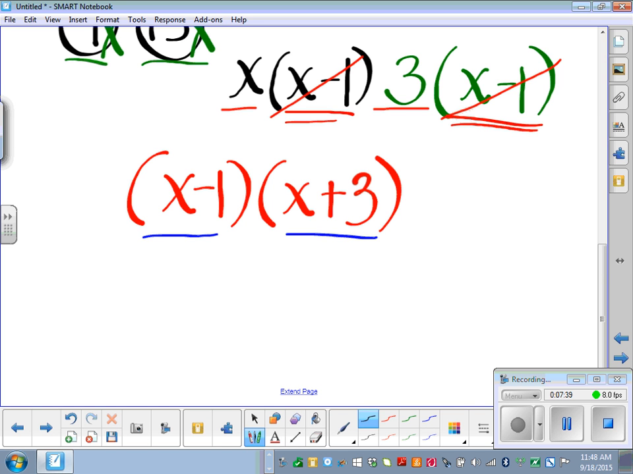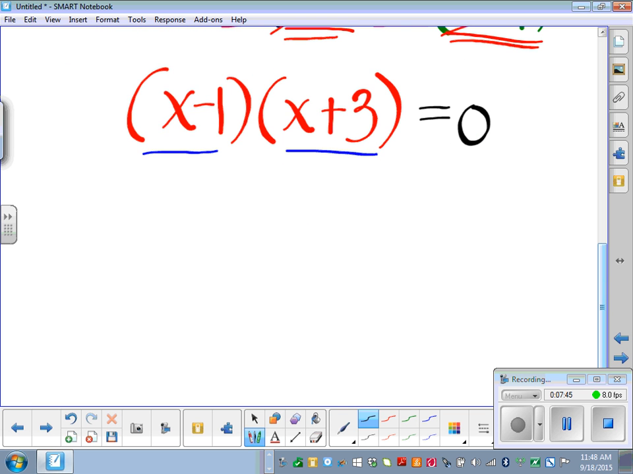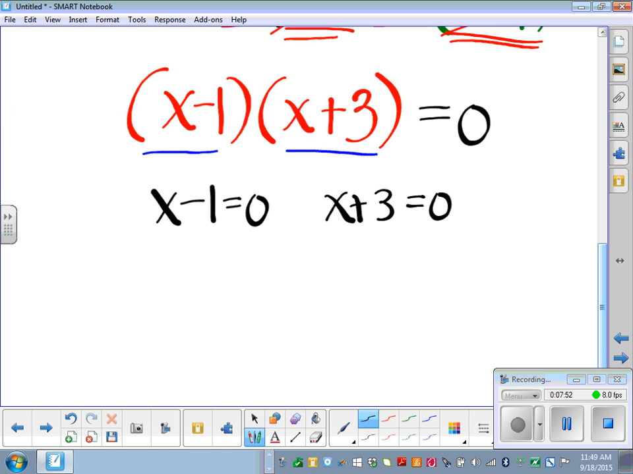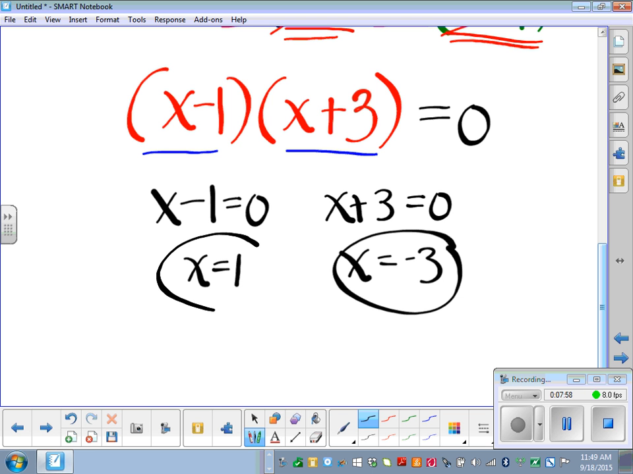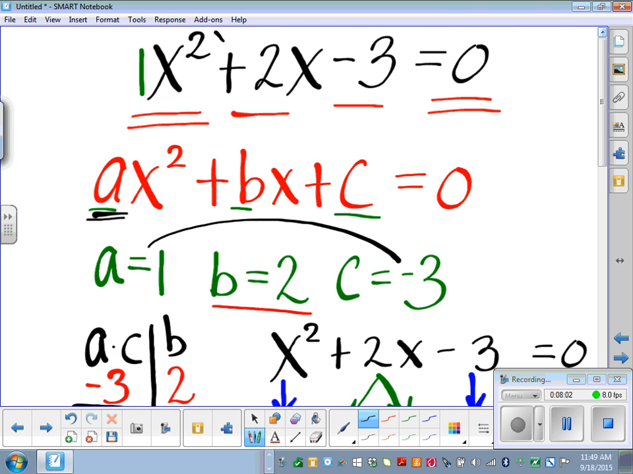When we're down to our linear factors, we can set them each equal to 0 and solve. So we set x minus 1 equal to 0 and solve for x, and then x plus 3 equal to 0 and solve for x. So x is equal to 1, and x is equal to negative 3. Notice we have 2 solutions, which makes sense. We better have 2 solutions because in the beginning it was quadratic.